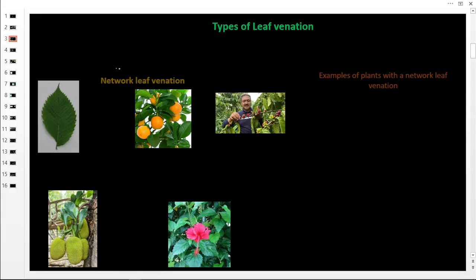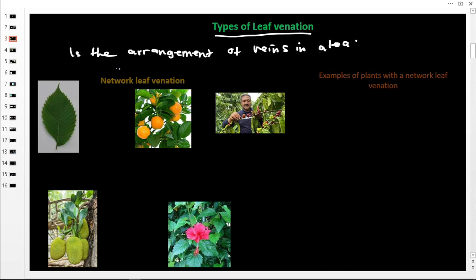The types of leaf venation. So here we have the word leaf venation. Let us understand what this word means. Leaf venation comes from the word veins. So leaf venation, in simple terms, is the arrangement of veins in a leaf.